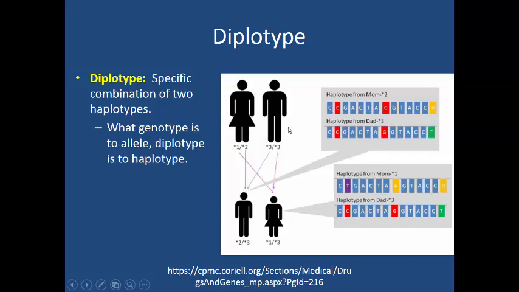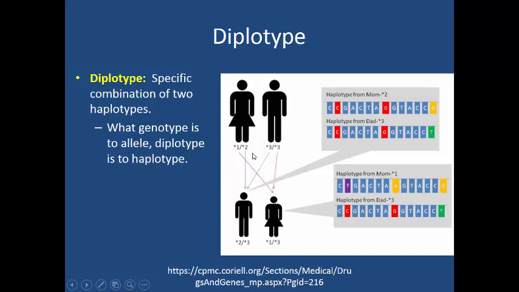So if we take the example here, you have mom and you have dad, and mom has the, let's say, the *1 haplotype and the *2 haplotype. Her diplotype is *1, *2. So we know that she has the star 1 haplotype, which is, as we already talked about, the TAG, and she also has the star 2, which is the CGG. Dad has 2 copies of the star 3 haplotype. So Dad has 2 copies of this haplotype here.